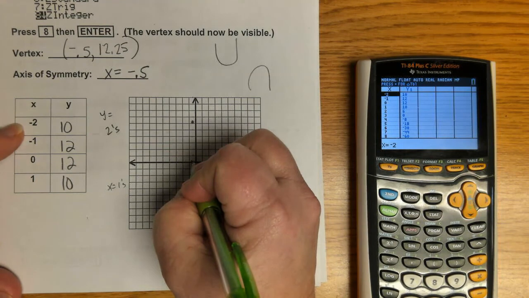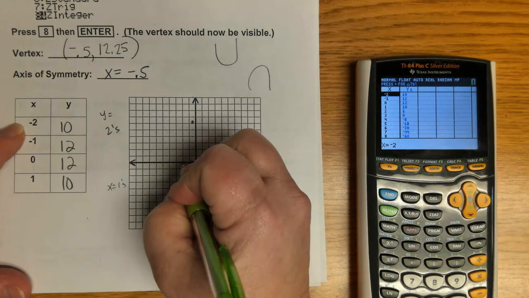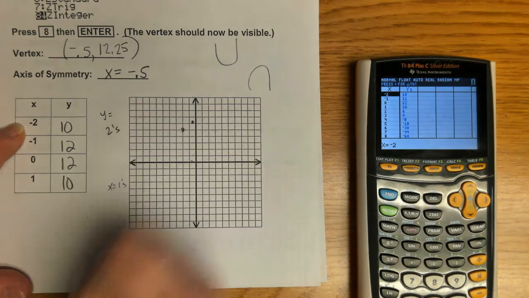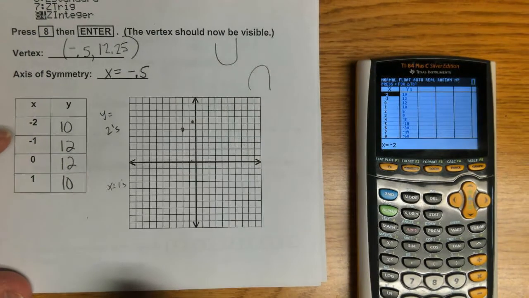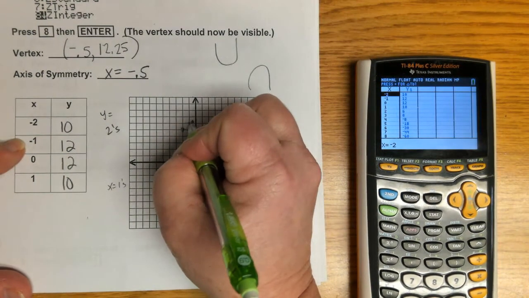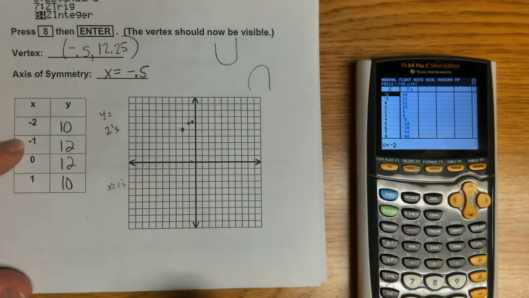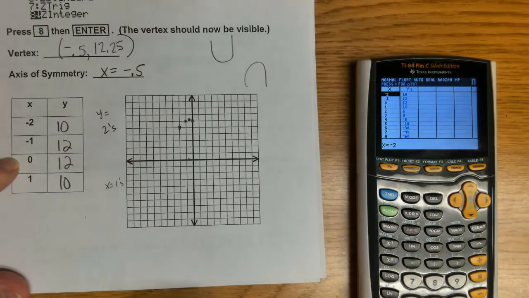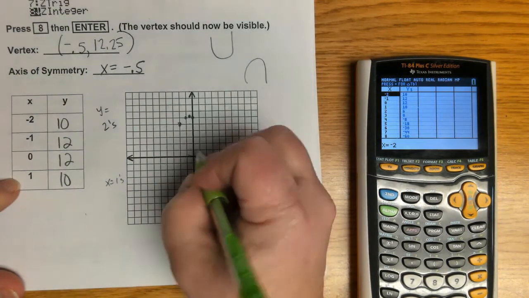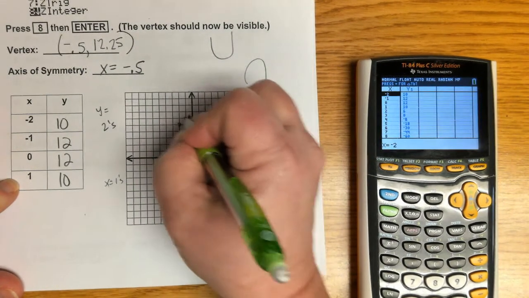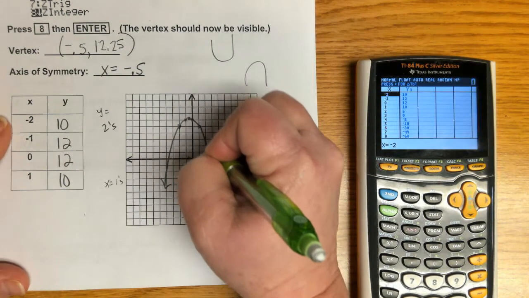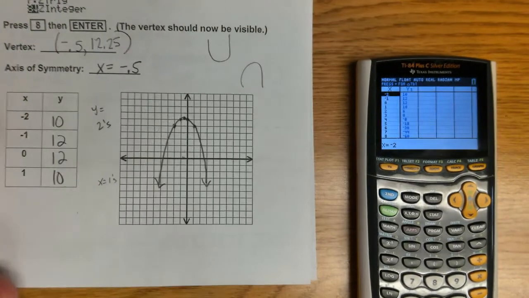-2, which I did my x's by 1s. Okay. And that's 12, so I know that this point is 10, isn't it? Okay. At -1, it was at 12, so I know that's there. And then at 0, it's at 12, so that's there. And then at 1, it's at 10, and it just gives me an idea of the shape of my parabola.